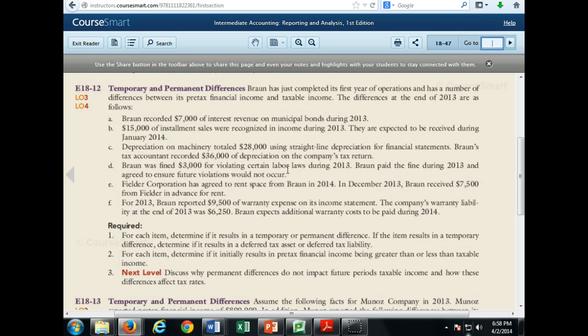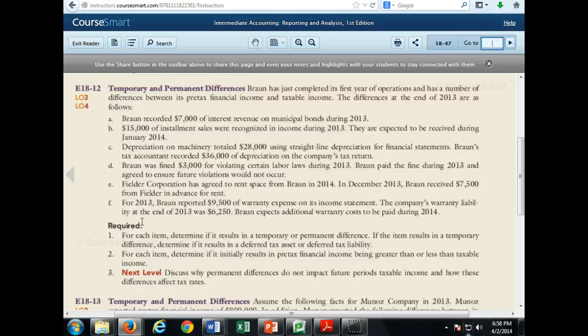Think about this. We're showing a warranty expense right now on the books. It's kind of like that allowance for bad debts. We show that warranty expense, but when do we truly get to write off the expense for tax purposes? When we do the work, right? So it's temporary, it's a deferred tax asset, and in this case, financial income is going to be less than taxable income. So what might be helpful for you to do, at least for me, is come up with a chart.